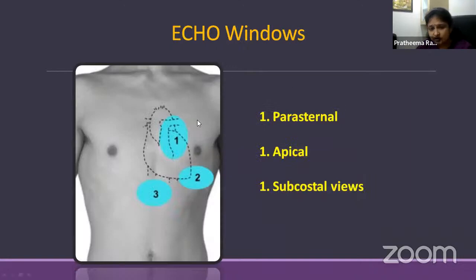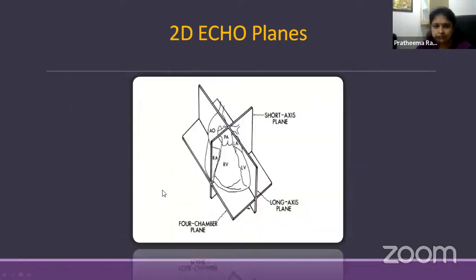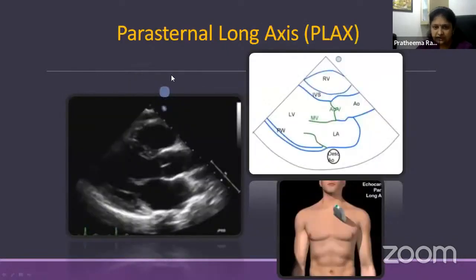So what are the echo windows? We have parasternal, apical and subcostal views. Sorry about the numbering. This is parasternal, this is apical, and this is subcostal. So we divide the heart into short axis plane and long axis, and in apical we can see the 4-chamber view. So just to put all these into one slide, this is a schematic diagram.